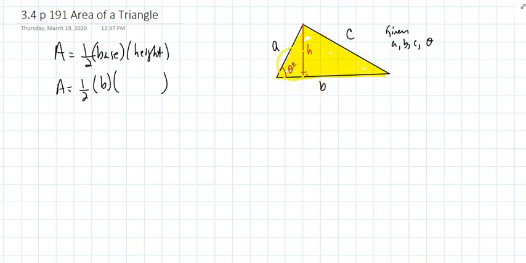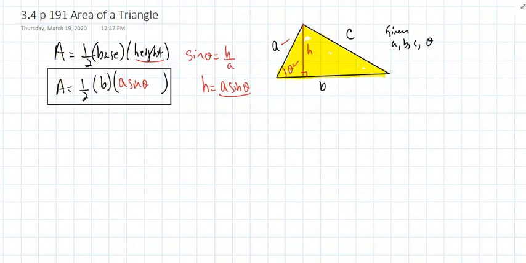Since I am given this angle and this side, I'm going to say the sine of this angle theta is h over a, and if I cross multiply, the height is a times the sine of theta. And if I replace that by this height, what would I get? I'll get the area of a triangle given two sides and the angle in between is 1/2 the product of the two sides times the sine of the angle between. And that's one way of me finding an area.